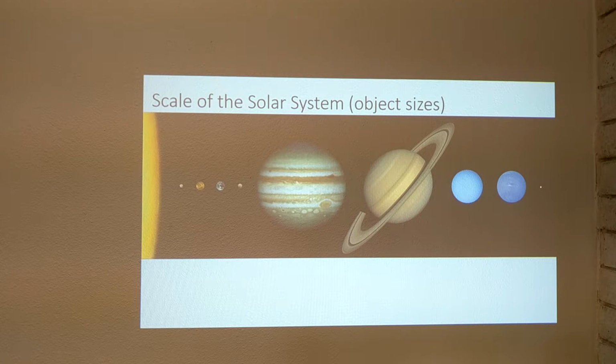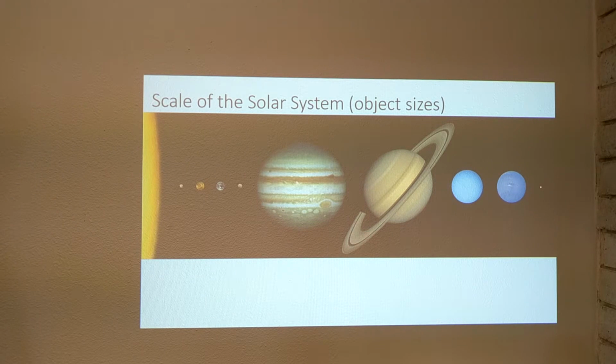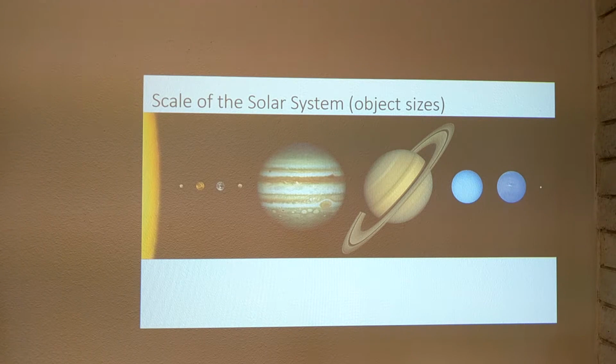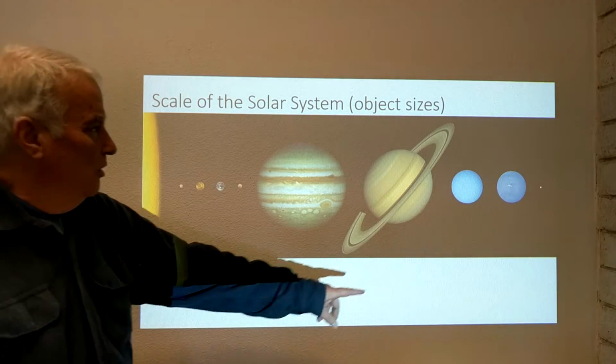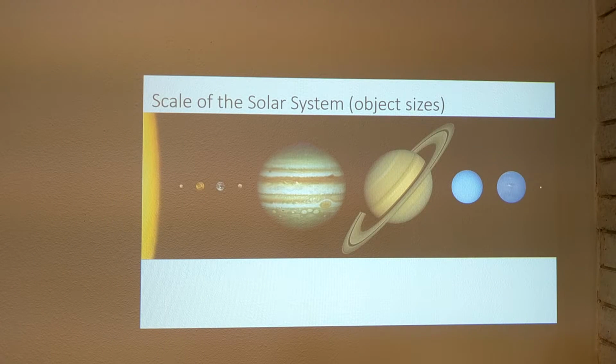We can see that the diameter of the Sun does not fit on this scale. The Sun would be much larger, as shown here, going off the scale. And Pluto is much smaller than any of the planets. Pluto here is considered a dwarf planet. The other 8 are planets.